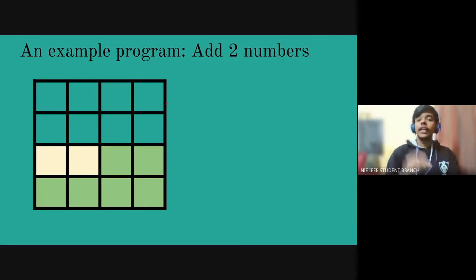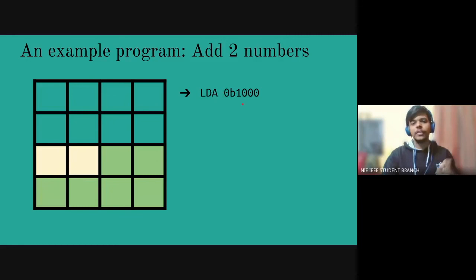Like I said, when we start off our program, we need to start with the LDA instruction, right? So that's exactly what we're going to do. LDA, and then I've given this 0B prefix just to tell you that it's a binary representation of 1000. What's 1000 in decimal? It means 8 in decimal, right? So it essentially says, take the data that's here, put it in the accumulator.